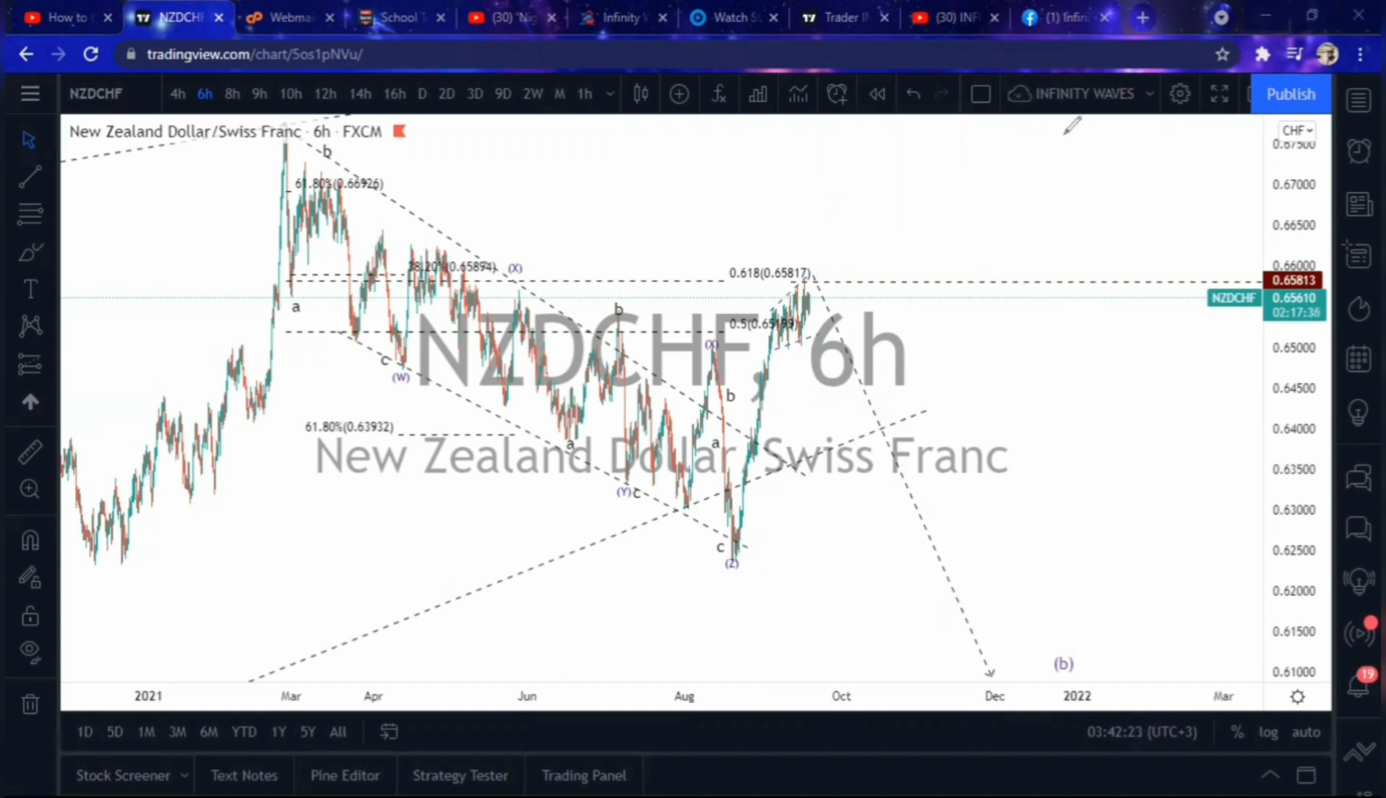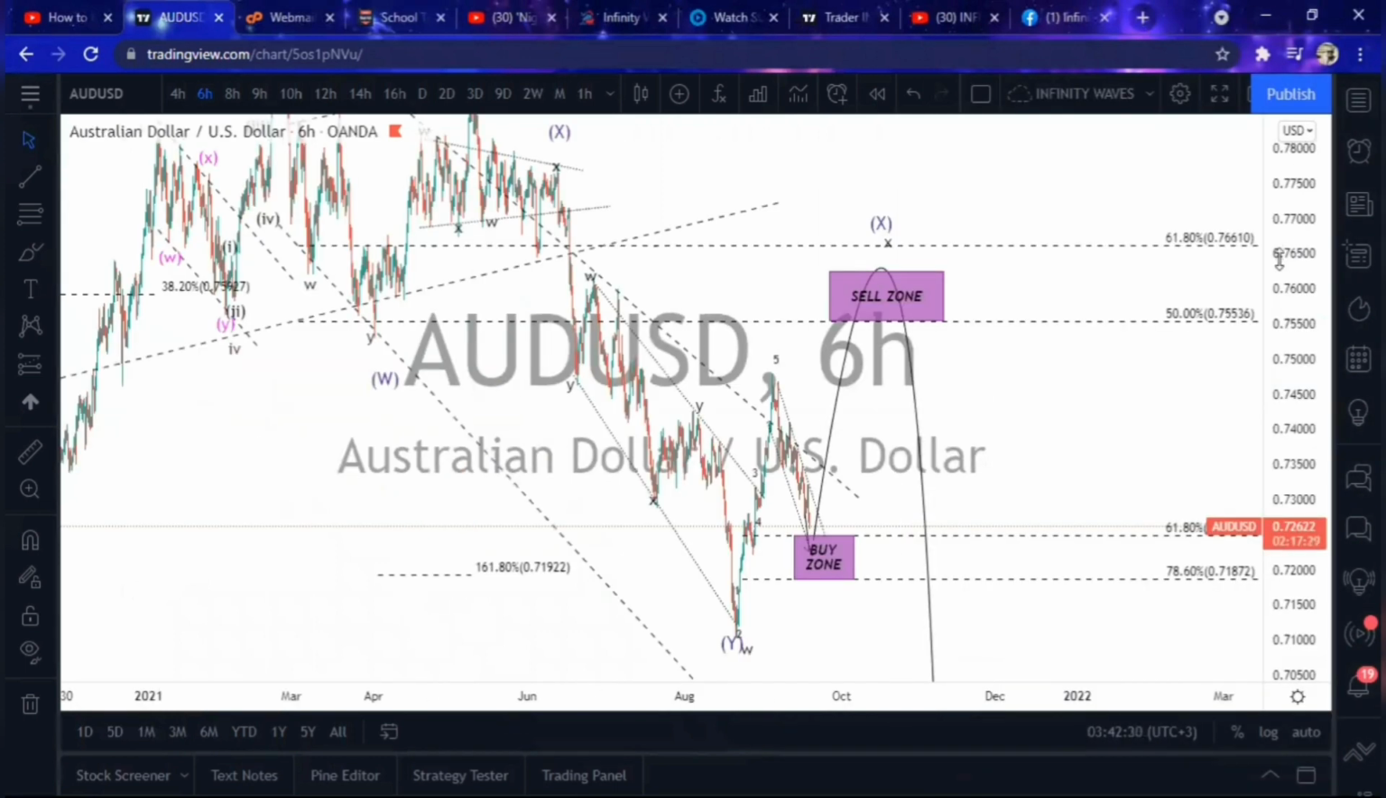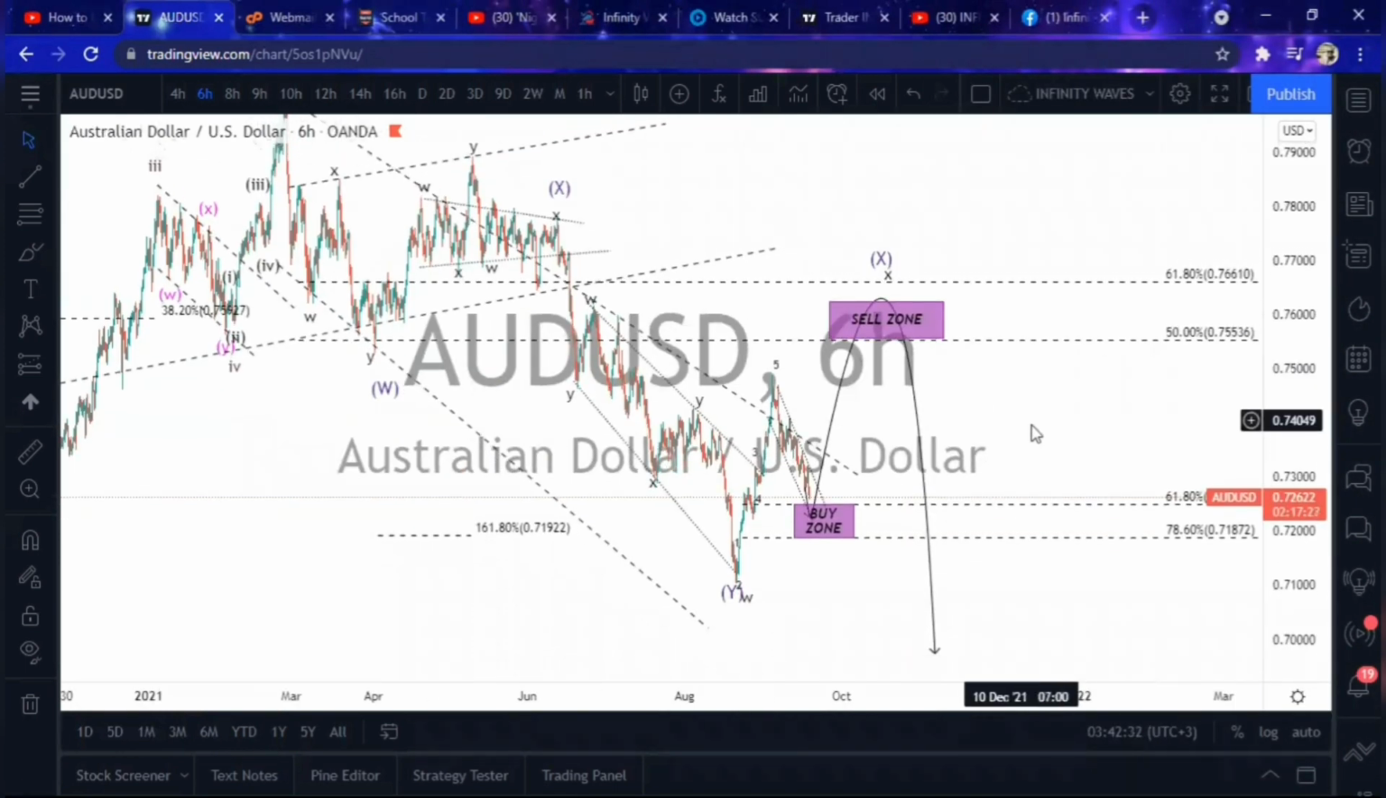The next pair on our watch list this week is Australian dollar US dollar. For Australian dollar US dollar, we'll be looking for buy setups on these regions here at 0.71872, these levels, then to buy all the way to the 0.75536 region, then for the next drop sales. So that's for Australian dollar US dollar for this week.